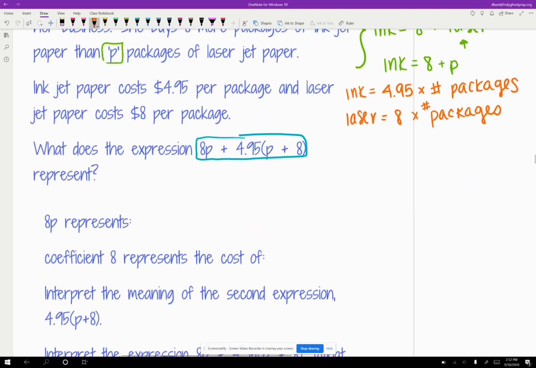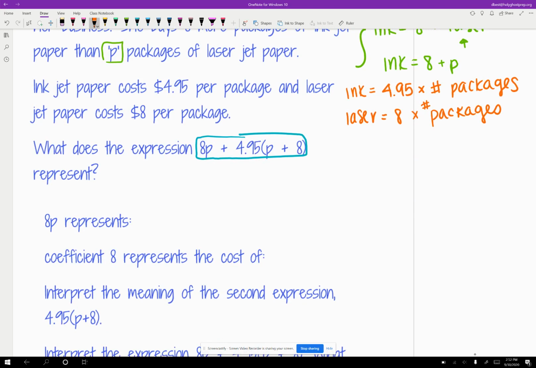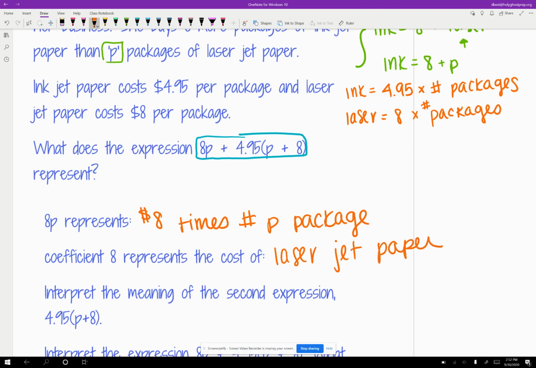So the first question to help us break down this whole big expression is, what does 8P represent? And this would be the $8 times the number of P packages of laserjet paper, which means the coefficient 8 represents the cost of laserjet paper. So that's piece number 1. That was our first term answered in these 2 questions.